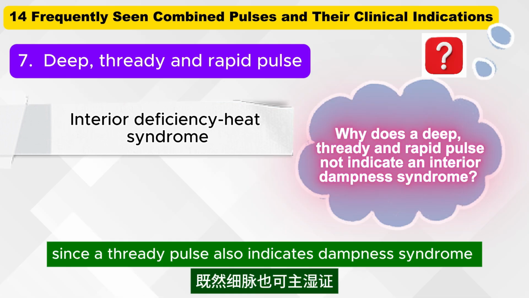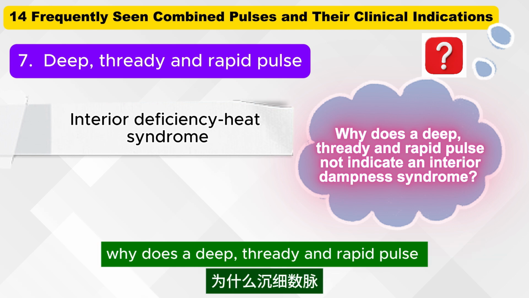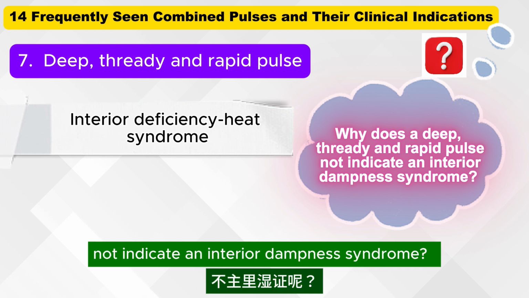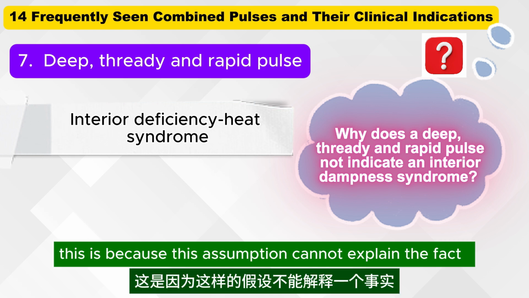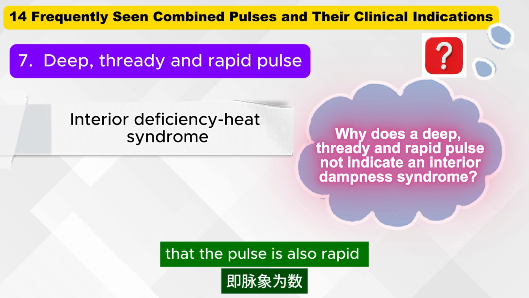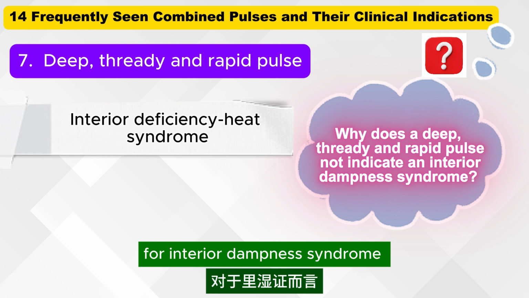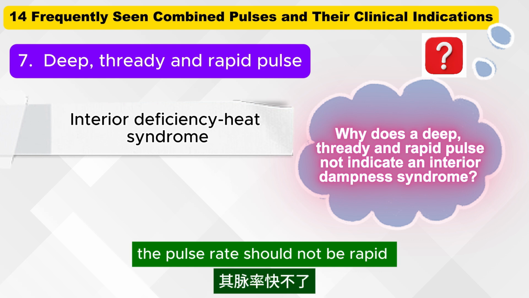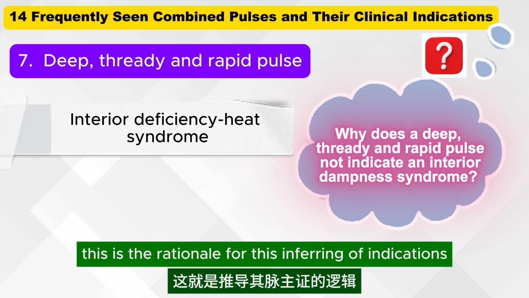You may wonder, since a thready pulse also indicates dampness syndrome, why does a deep, thready, and rapid pulse not indicate an interior dampness syndrome? This is because this assumption cannot explain the fact that the pulse is also rapid. For interior dampness syndrome, the pulse rate should not be rapid. This is the rationale for this inferring of indications.